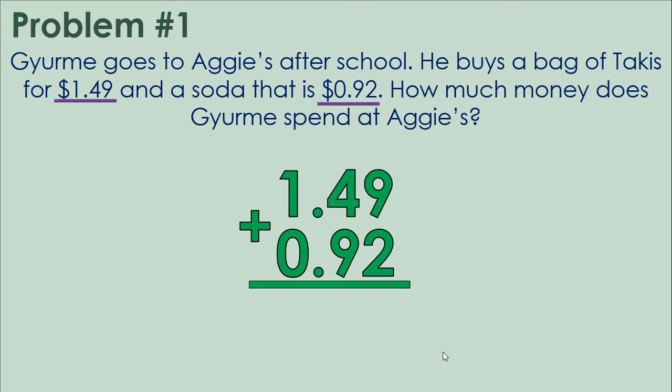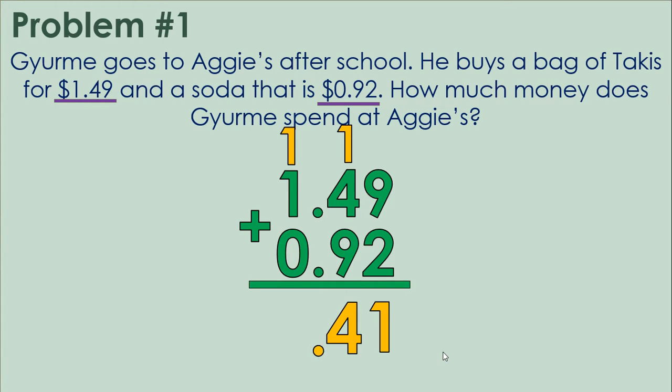Now we're going to start by adding the smallest place value. In these two numbers, the smallest place value is the hundredths place. So we're going to add 9 hundredths plus 2 hundredths, which is 11 hundredths. We're going to carry the 1 to the tenths place. Now, 9 tenths plus 4 tenths is 13 tenths, plus 1 tenth is 14 tenths. We're going to carry the 1 to the ones place.